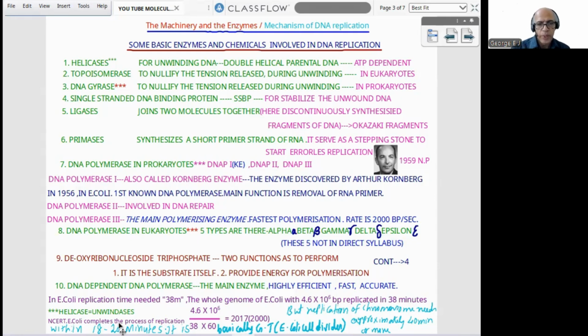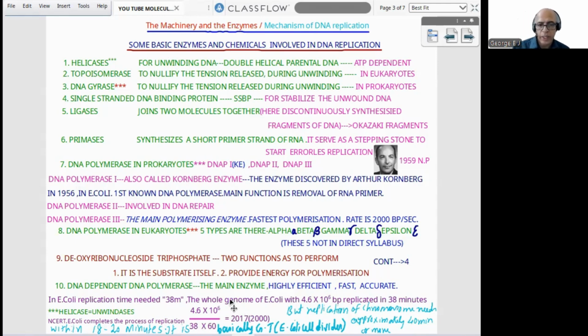See, what they mentioned, 18 or 20. 20 minutes you'll be remembering. Generation time I told you. Basically, it is generation time, E. coli cell divides. But replication of chromosome needs approximately 40 minutes. That is coming around 38 minutes. That is how this calculation goes.